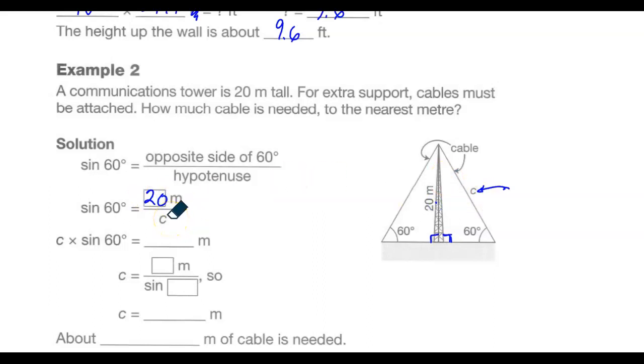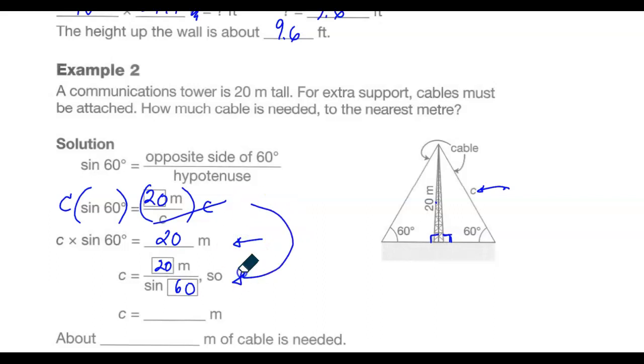This one's a little bit harder in that it's in the denominator. So now we have to multiply both sides by C to get rid of the C there. So you can see C times sine 60 will equal 20. And then you have to divide by sine 60 on both sides. So it's going to be 20 divided by sine 60. You don't actually have to show this step. You can go right to this step.